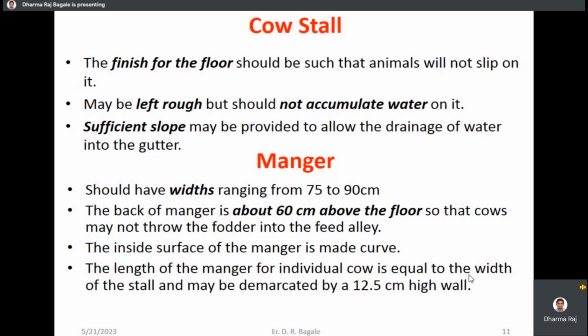Here the manger should be high at its back and low at its front side, so it will be easy for the animal to eat the fodder and feed from the manger, but they should not throw the food into the manger alley or feed alley. The length of the manger for an individual cow is equal to the width of the stall and may be demarcated by 12.5 centimeter high walls. We can demarcate the mangers from one cow to another with 12.5 centimeter high walls.